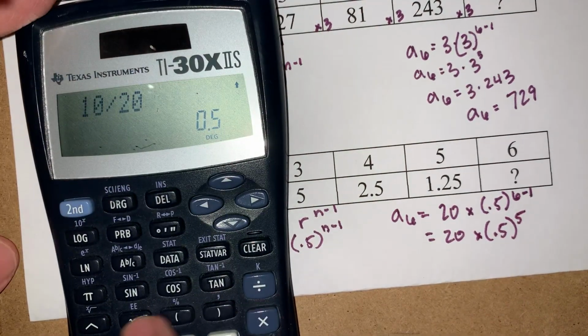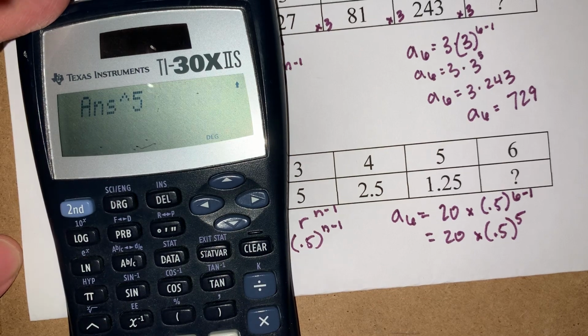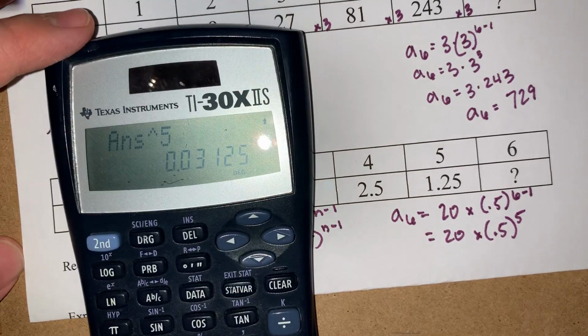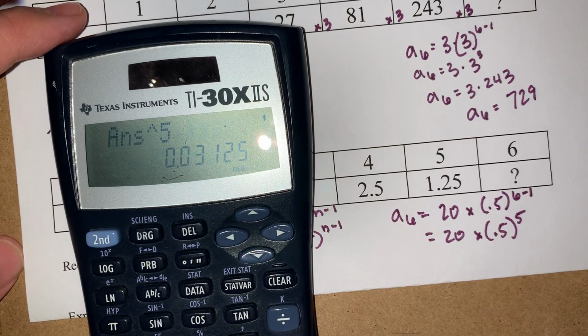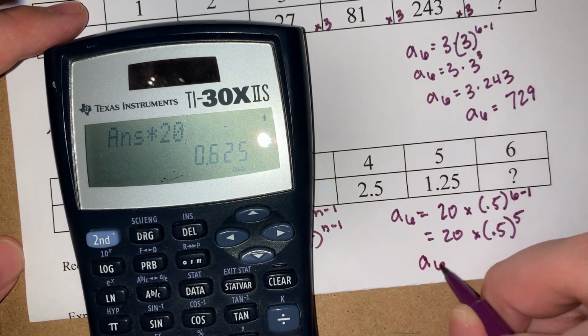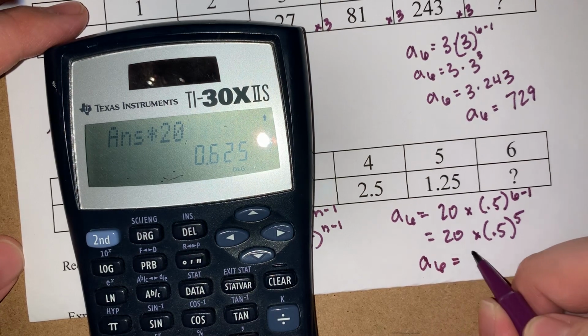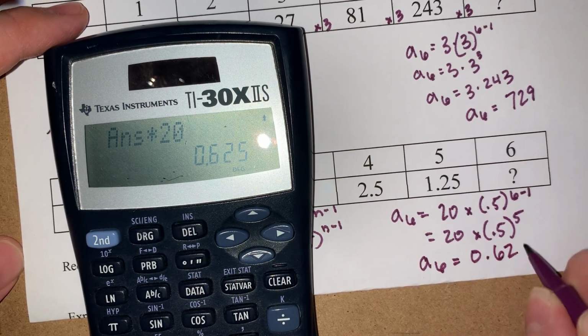And 0.5 raised to the 5th power gives me that lovely decimal. Then I take that and I multiply it by 20. And so the sixth term is going to be 0.625.